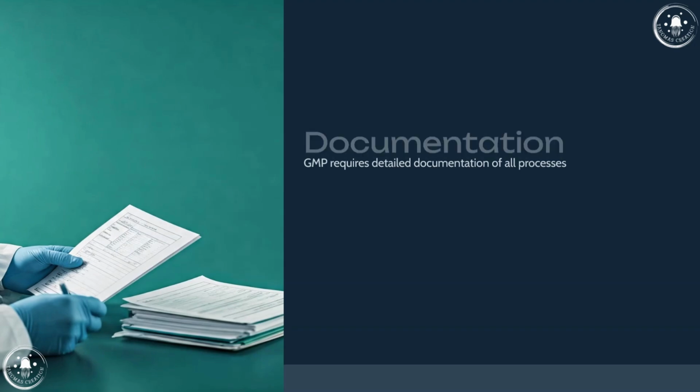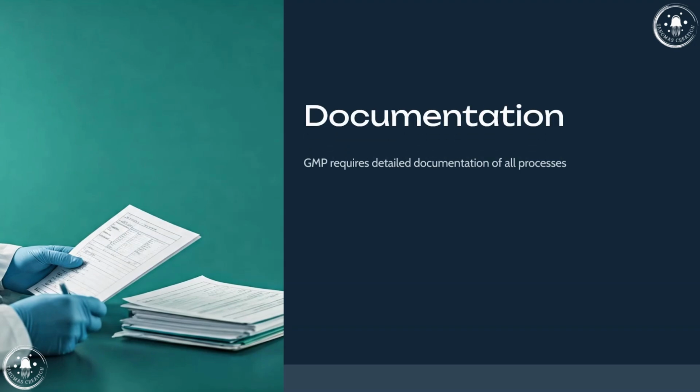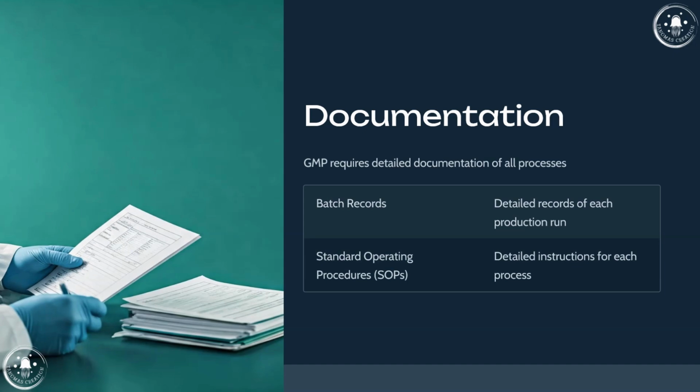Now coming to the documentation. Documentation is a very important step in GMP because it gives all the records of the processes that we are working on. So the detailed batch records and clear SOPs are maintained to ensure thorough documentation of all the processes like microbial testing and cleaning procedures.